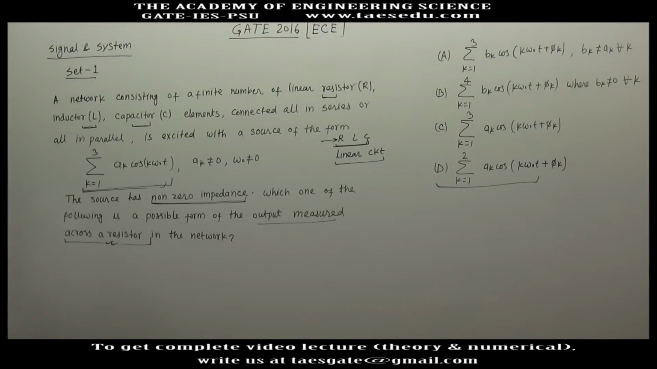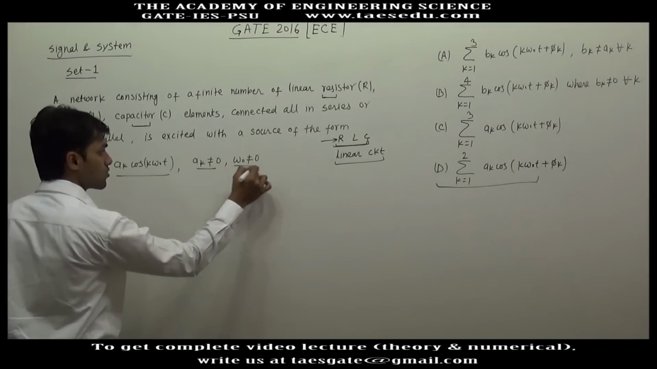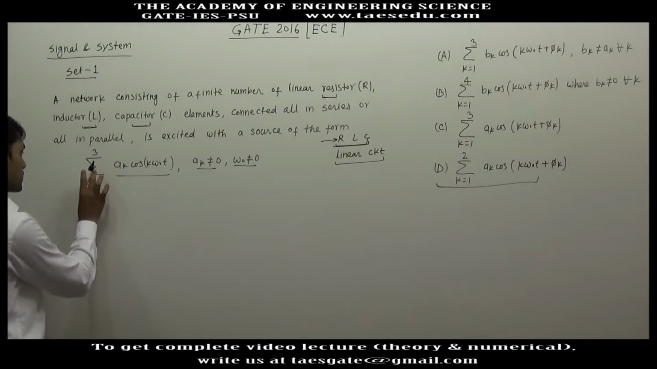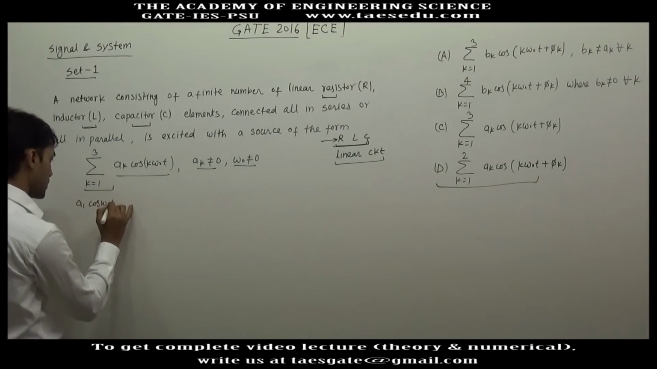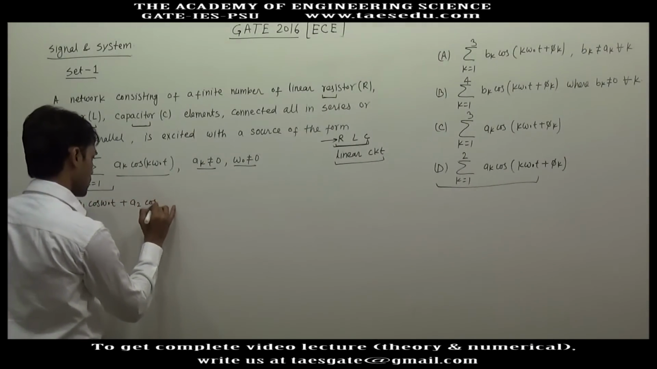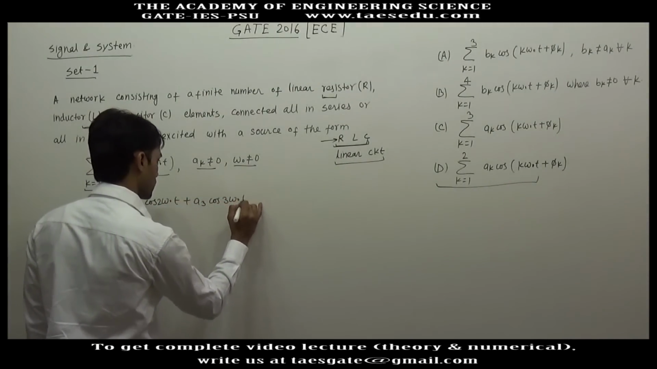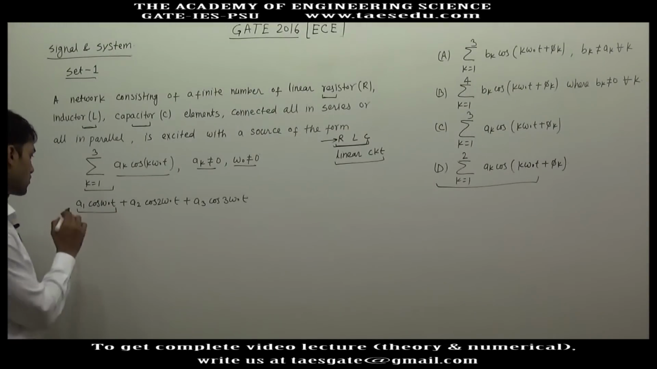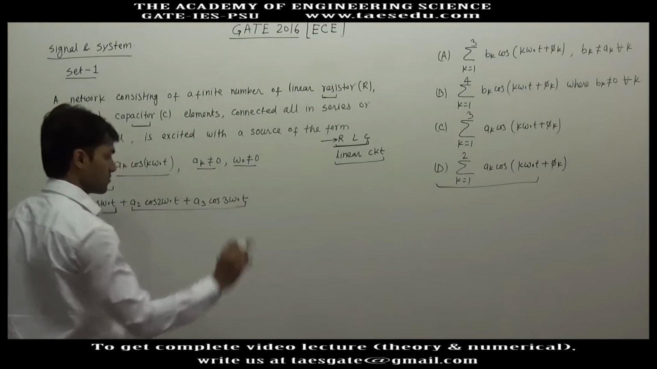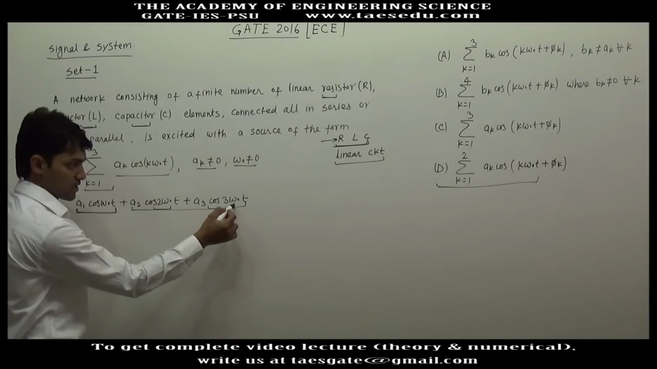So we have to find out the general form of output. So this is the form of source. The amplitudes are not equal to 0 and omega naught is not equal to 0. It means, if I open this series, the source will be A1 cos omega naught t plus A2 cos 2 omega naught t plus A3 cos 3 omega naught t. Let's say this is the fundamental component. So in this source we can say that along with the fundamental component, two harmonics are present. One is the second harmonic and the other is the third harmonic.